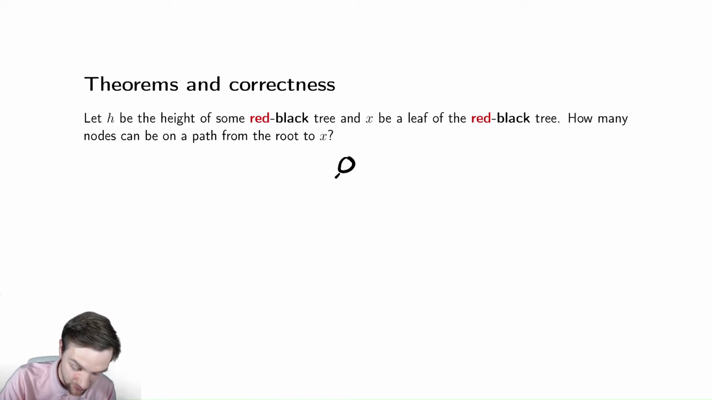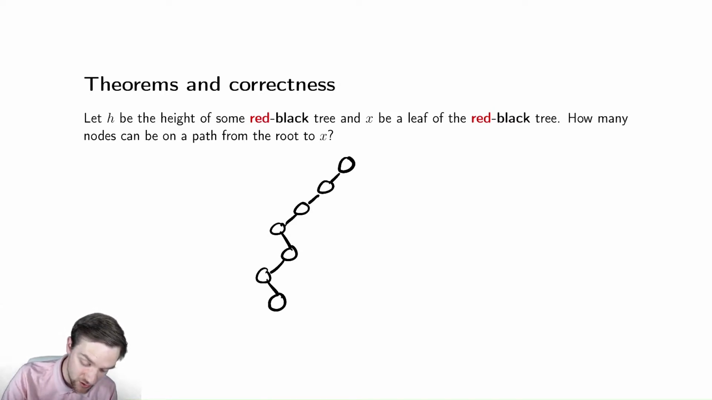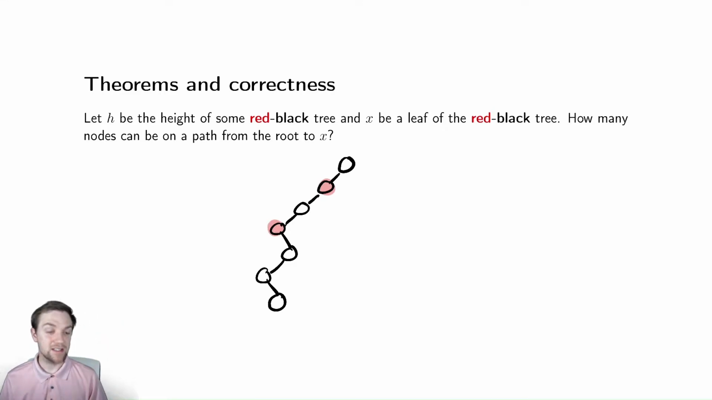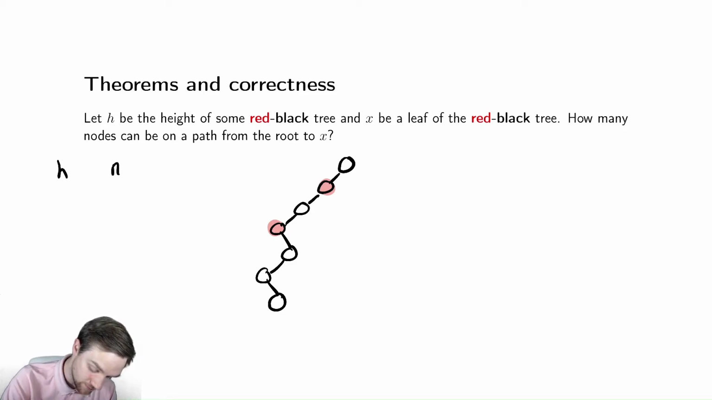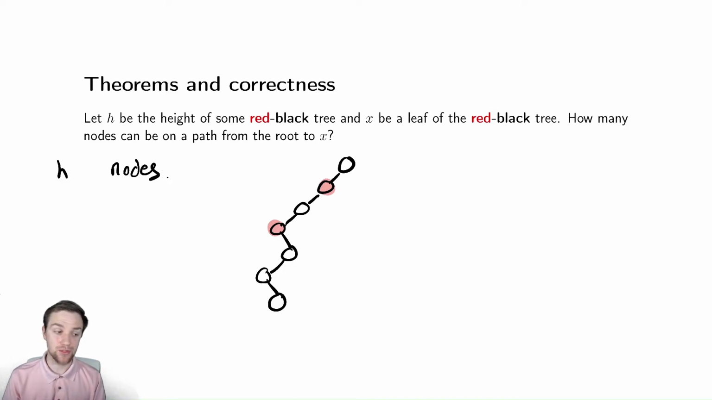We have some path going through the tree. Who knows what it does? Some of the nodes will be red. The question is, how many of those nodes can there be? Well, because it's height h, there's at most h nodes. And if there's at most h nodes, how many could I possibly make red?